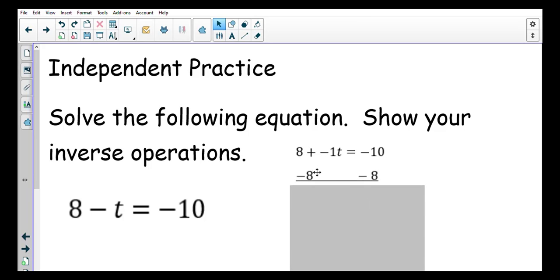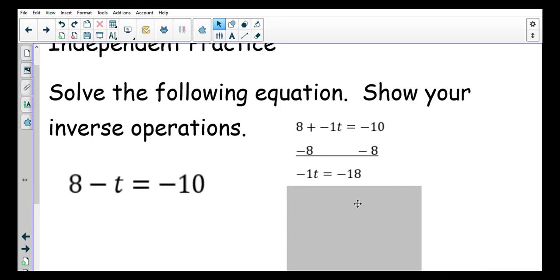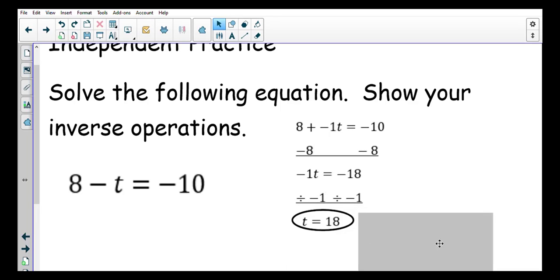It's going to cancel out on the left. You're going to be left with negative 1t equals negative 10 minus 8, which is negative 18. Divide both sides by negative 1, you will get t equals positive 18.